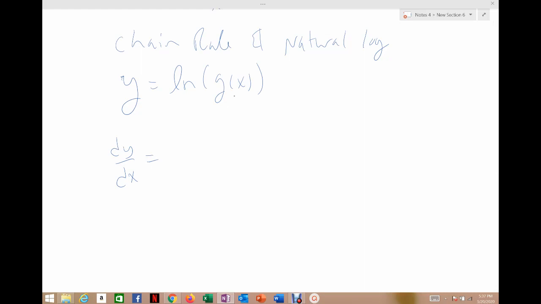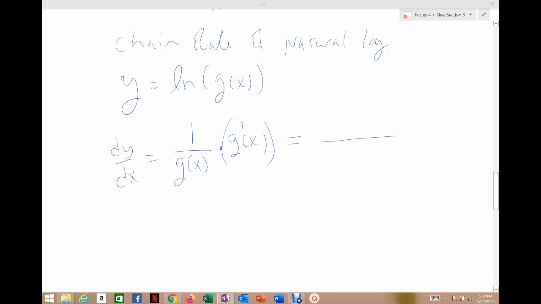Now, if there's something other than x, I have to take care of that something other than x. The first thing we write down is 1 over the function inside, so 1 over whatever that g of x expression is, exactly the same. We don't change it. So 1 over g of x. But we're not done yet. That's the derivative of the outside, the natural log part. Now it's times the derivative of the inside, whatever that expression is. So it's 1 over what's inside times the derivative of what's inside the logarithm.